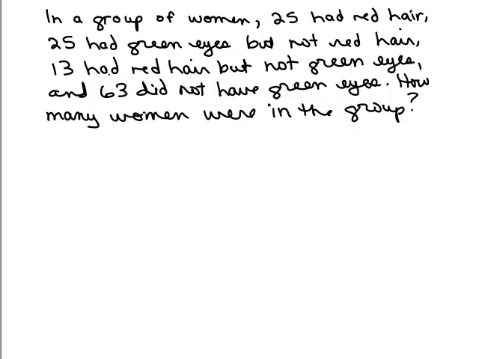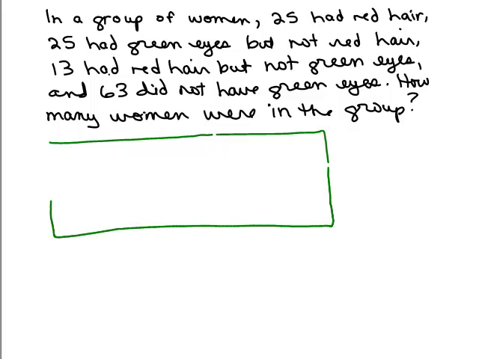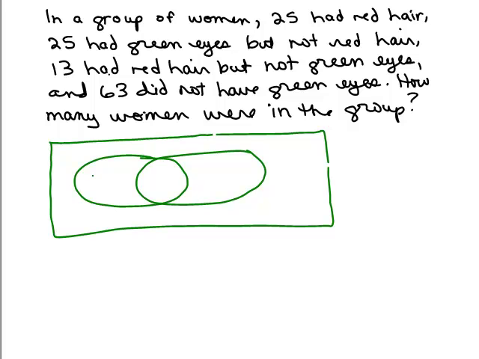So see if you could make a Venn diagram. Now there's really two things we're talking about here, right? Green eyes and red hair. So the key is to draw a Venn diagram. How about I do G for green eyes and R for red hair. So see if you could go ahead and fill in the numbers and figure out the answer on your own first.